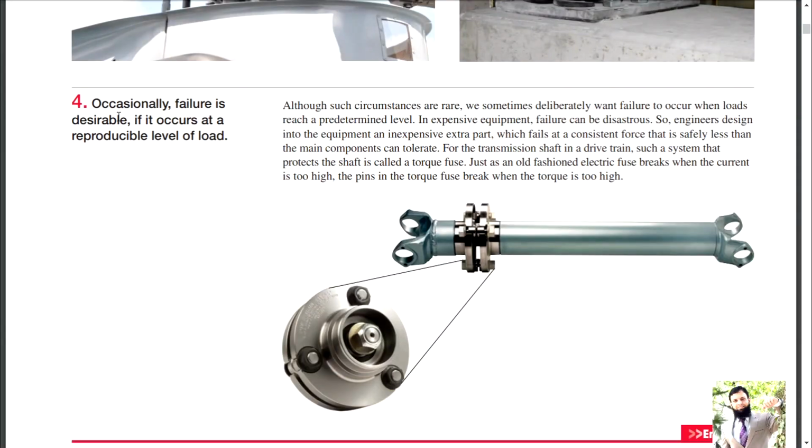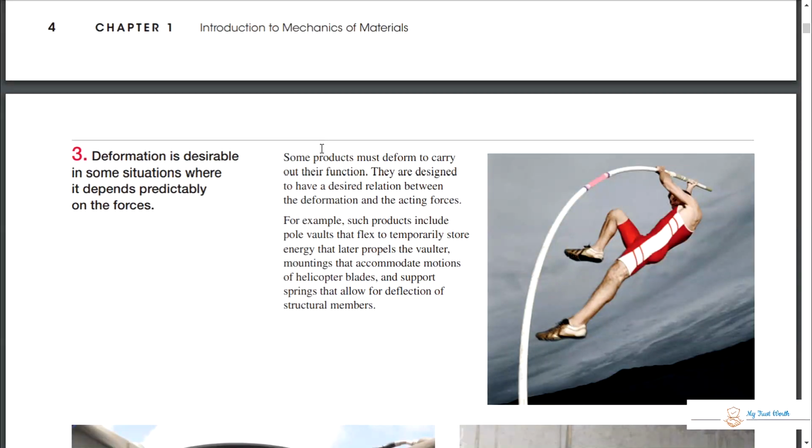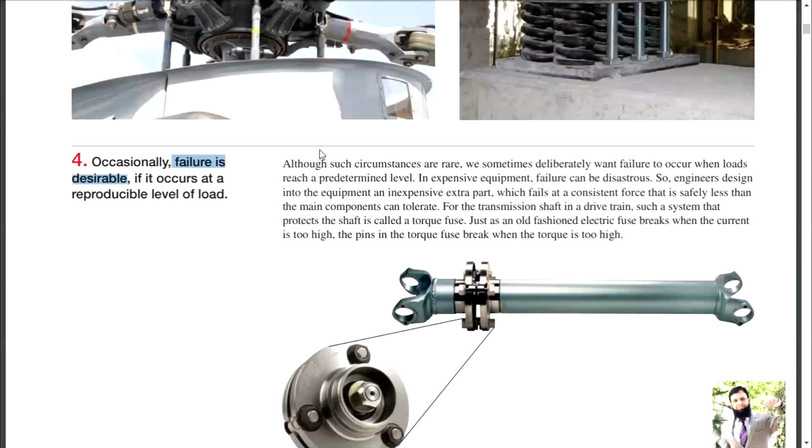Occasionally failure is desirable. Wow, this is more interesting. First we said that sagging, we don't want sagging. Then he said that sometimes we do want some deformation, but there should be limits to that deformation. And sometimes he says that failure is desirable. That's more interesting. If it occurs at a reproducible level of load, so that level should be in control. Although such circumstances are rare, very rare.